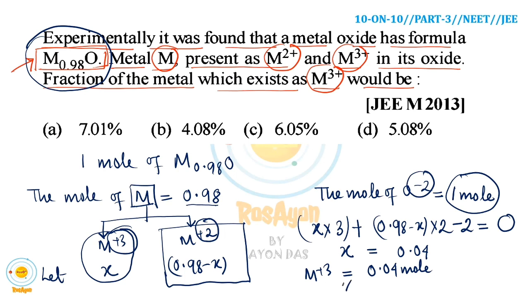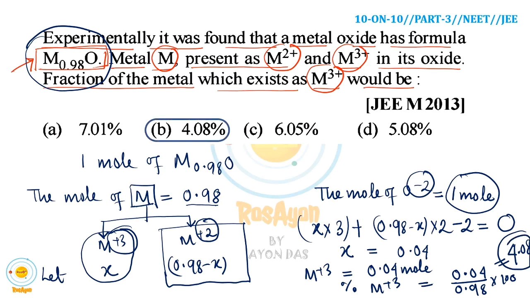Now if you calculate the percentage of M+3, it equals 0.04 divided by total metal, 0.98, into 100, which equals 4.08. So the right answer is 4.08%. Now let's move into the fifth question.